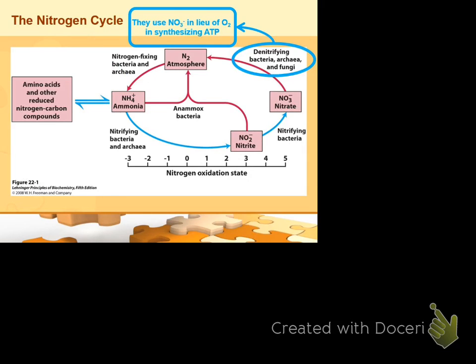The denitrifying bacteria, certain archaea and fungi, actually utilize nitrate instead of oxygen to make their ATP, and we're going to show that in just a little bit. In a moment when we talk about the anammox bacteria, it's really cool because hopefully you'll be able to see how it correlates to our oxphos pathway, but the fact is that they use nitrates instead of oxygen. And so we are blessed in that sense. It's a very symbiotic relationship between the little critters and us.